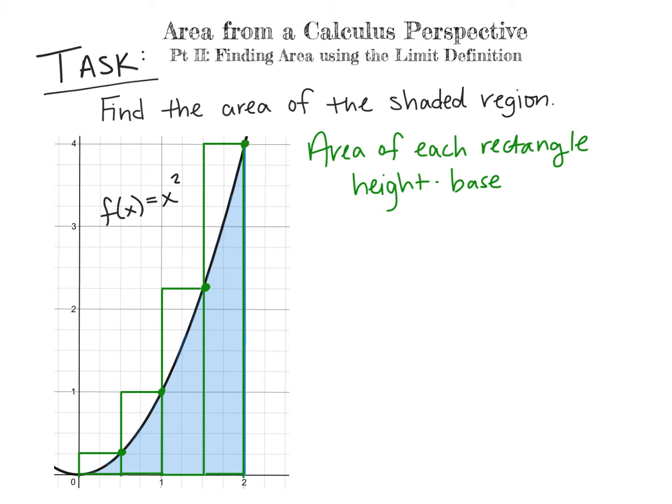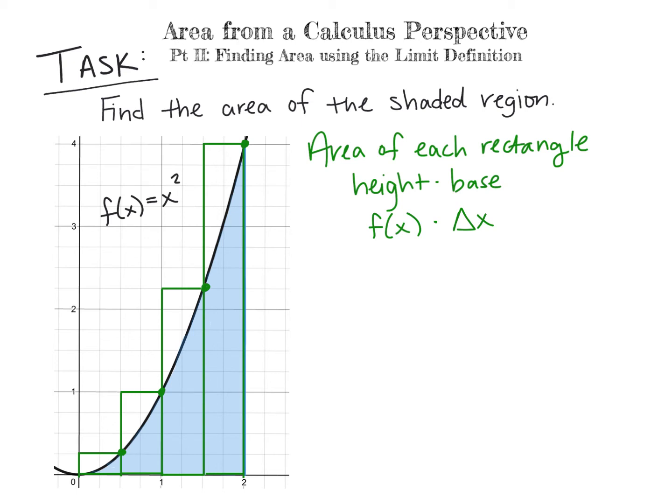This height is 4. In this case, it's f of 1.5. Here it's f of 1, and here it's f of 0.5. So we can rewrite the height as really the f of x value. And how about our base? Our base length is the distance between those two x values. We will call that delta x, or change in x.